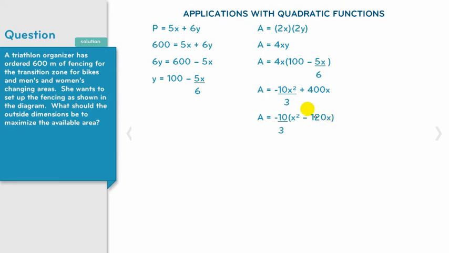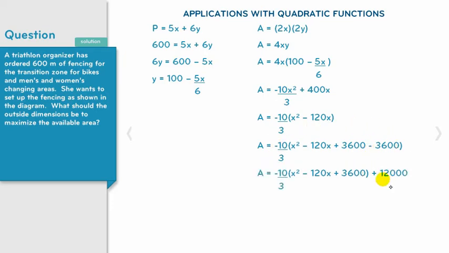From here, we'll take 120, divide it in half, and then square it, such that we have 3600 minus 3600. Now we'll take the negative 3600, and it'll get multiplied by our leading coefficient a, and we have 12,000. Now we're ready to complete the square. We'll take x squared minus 120x plus 3600, and we have x minus 60 all squared. This tells us that our maximum area will be 12,000, and the dimension for x will be 60.